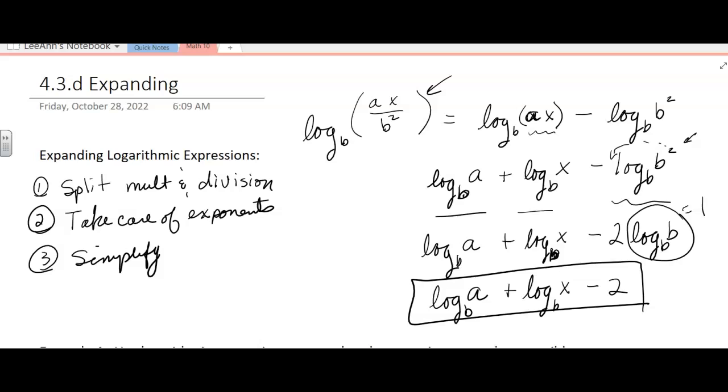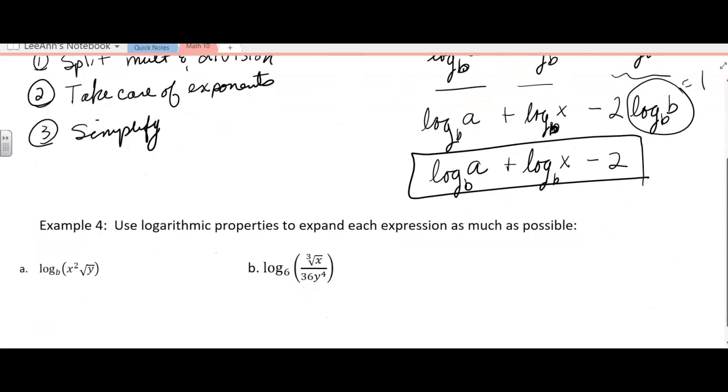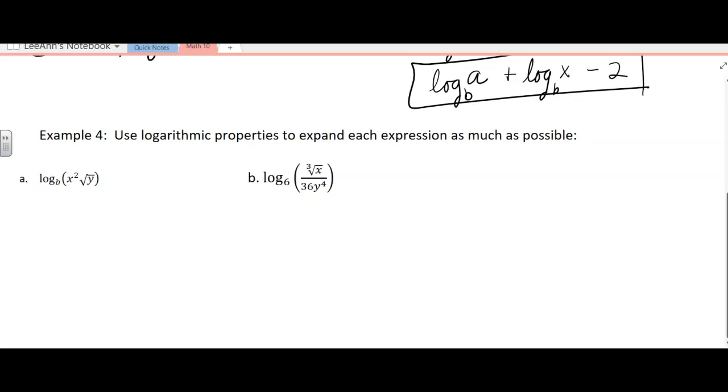So pretty much you're doing the multiplication and division. You can do them both at once. I didn't this time. I just did the division, then I did the multiplication. Then you have to take care of the exponents. A lot of times you're just going to bring them down in front, but if you can simplify, you'll simplify as well. Okay, so we have 2 examples here.